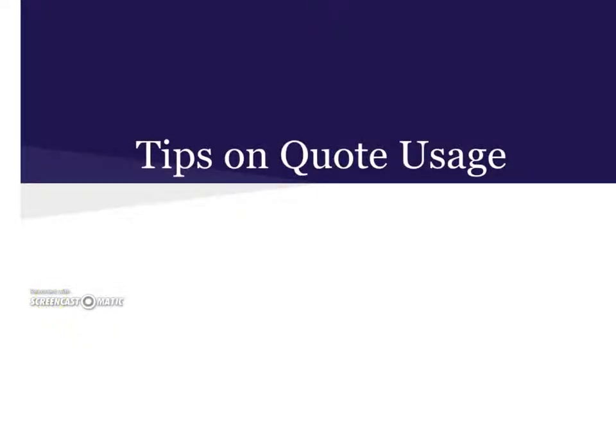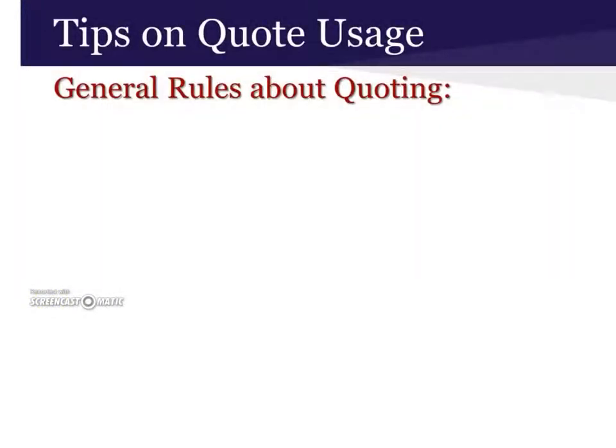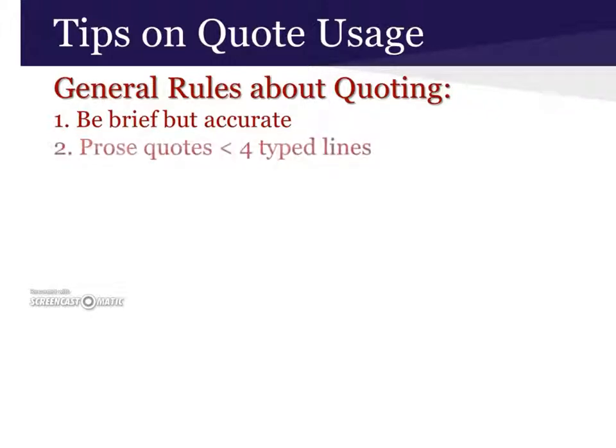There are a couple of universal things to learn about quoting. These rules apply regardless of the type of quote or the type of source. First of all, keep your quotation as brief as possible while being 100% accurate. Nothing kills your credibility faster than an inaccurate quote. A prose quote should be no more than 4 typed lines in your paper. If it goes longer, you must use a block quote.